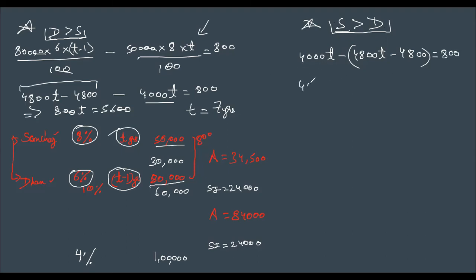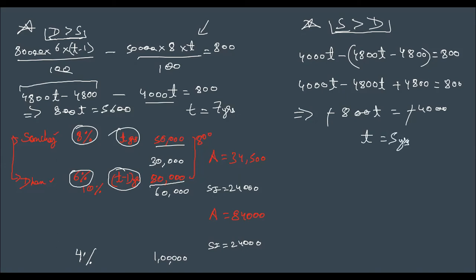Let's solve. 4,000 T minus 4,800 T plus 4,800 equals 800. If I solve this further, minus 800 T equals minus 4,000. That means minus and minus get cancelled, 0, 0, T turns out to be 5 years. See, I'm getting two answers. I was thinking that only one of them can be bigger. Now that pre-notion fails me. So never go with pre-notions.